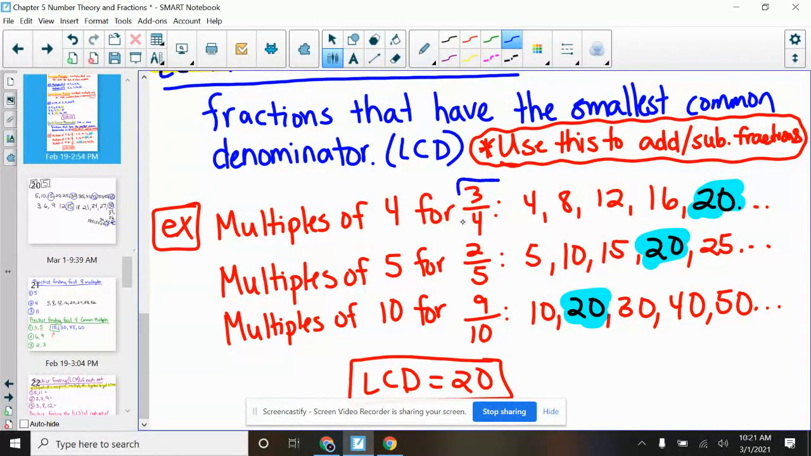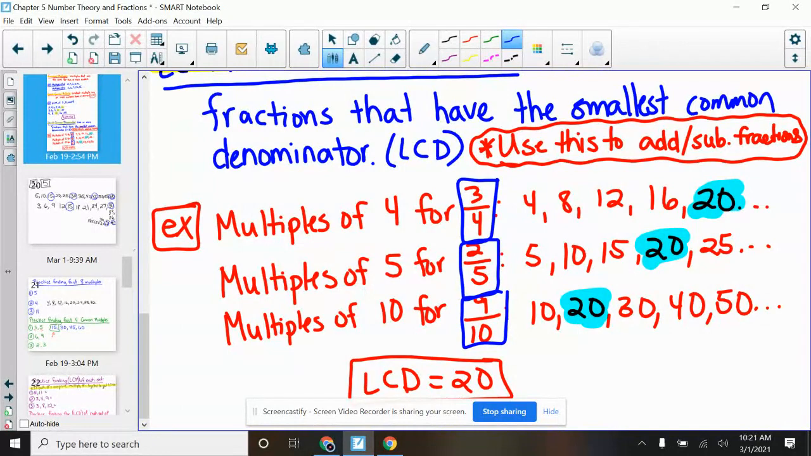So this particular example has the fraction 3/4, it has a fraction 2 over 5, and it has a fraction 9 over 10. So it's called least common denominator because the number that we look at is the number in the denominator spot. So in the fraction 3/4, which one of those numbers is the denominator? Brennan? 4. So now I'm going to list the multiples of 4. 4, 8, 12, 16, 20.